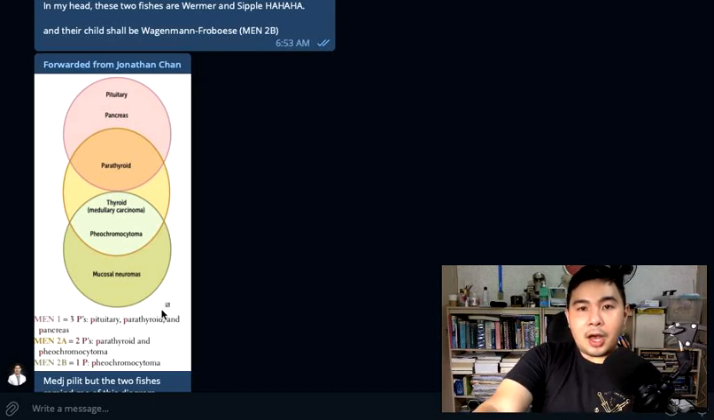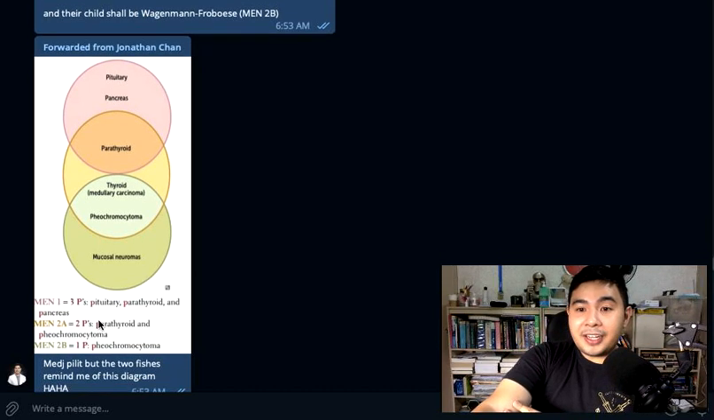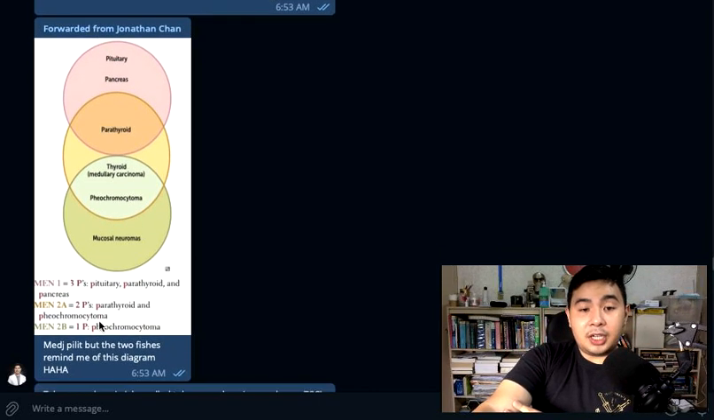When we talk about MEN 2B, this is going to be just 1 P. These patients would have pheochromocytoma. They also have mucosal neuromas, but again, there's only 1 P here, so that's a way to remember the different diseases found in your multiple endocrine neoplasias.